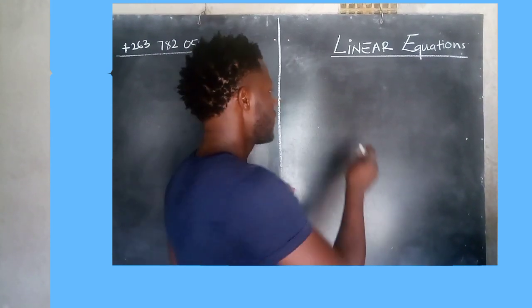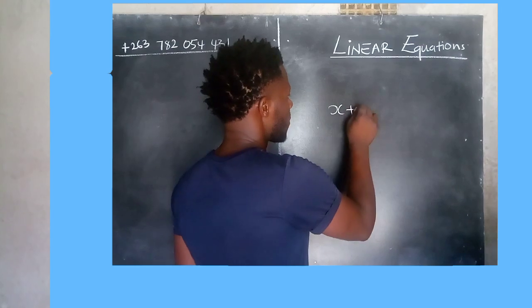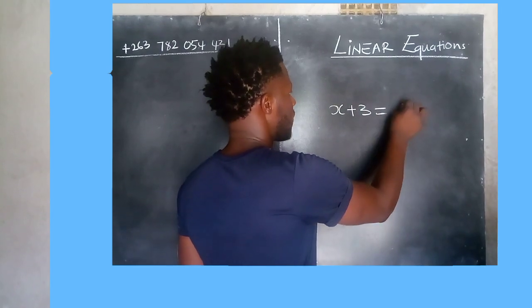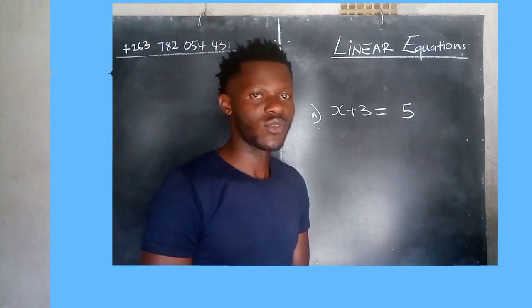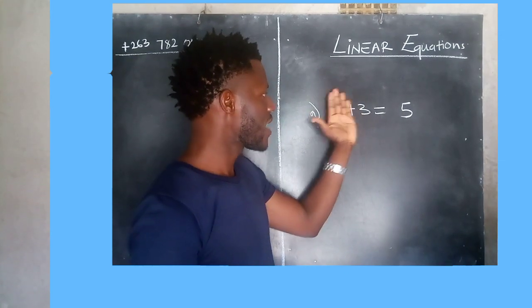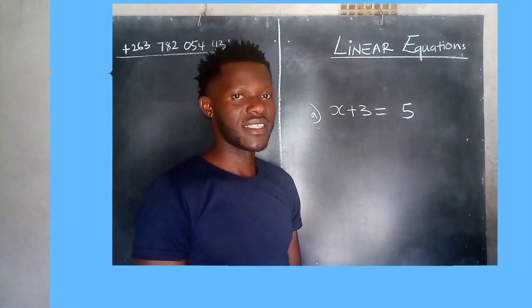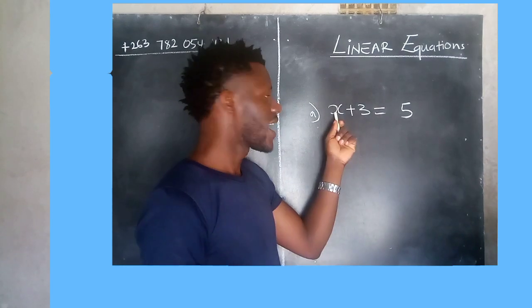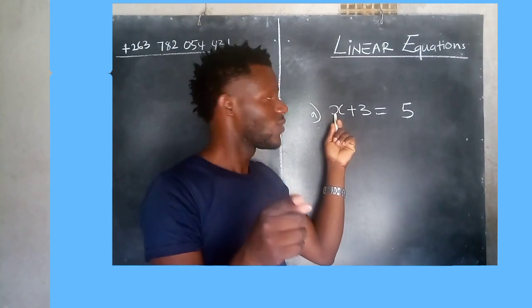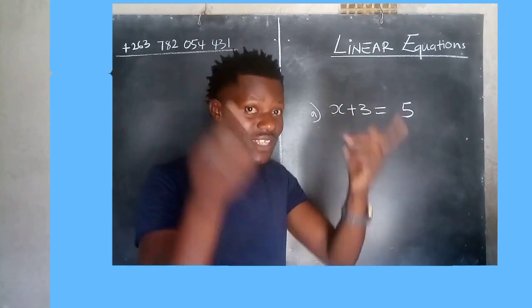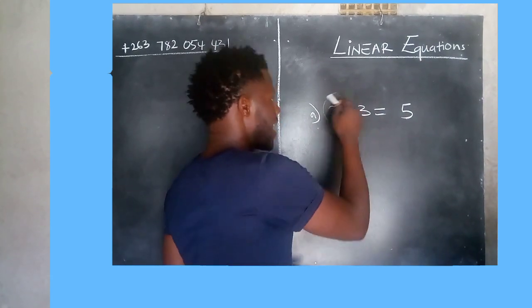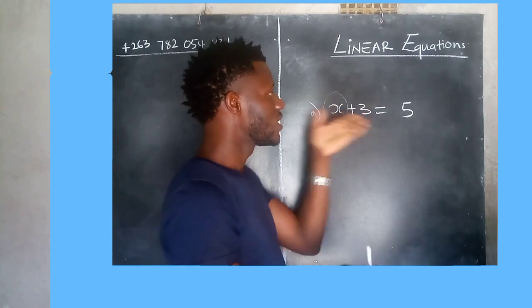For instance, if we say x plus 3 is 5. This statement has two sides, left-hand side and right-hand side. And the statement is saying there's an unknown number x, such that when we add 3 to that number, you get 5. So now we need to get to know this unknown number. And these are called linear equations.